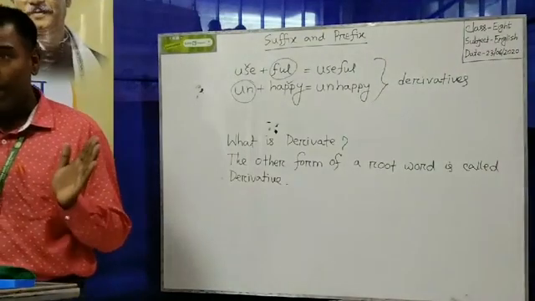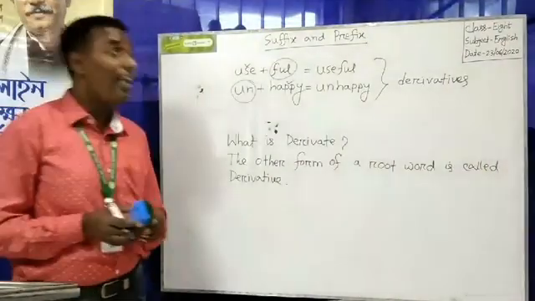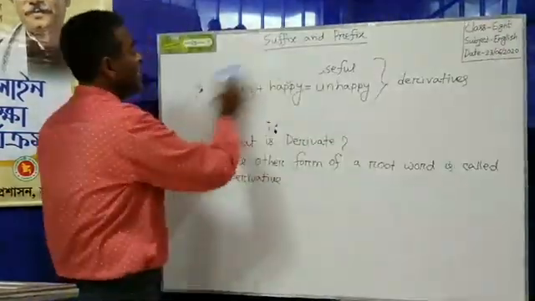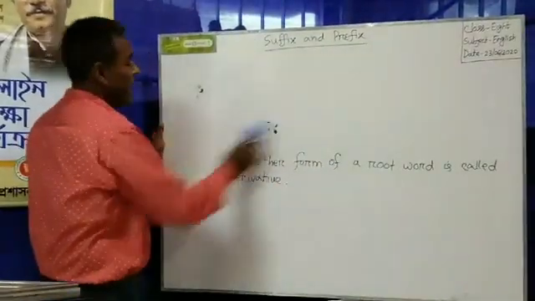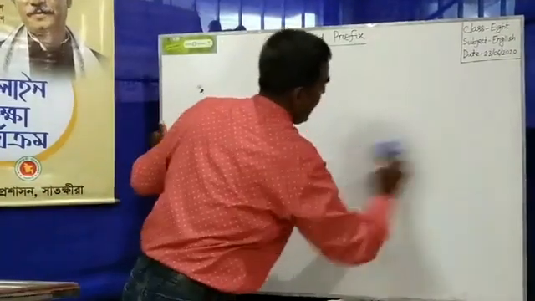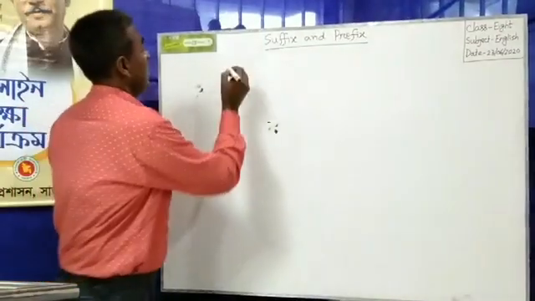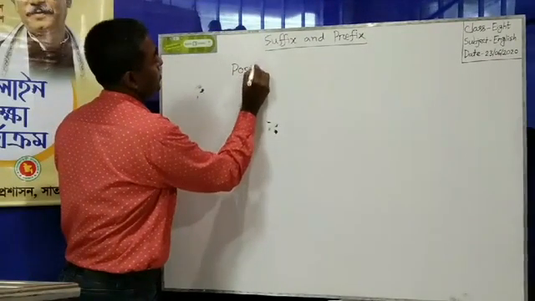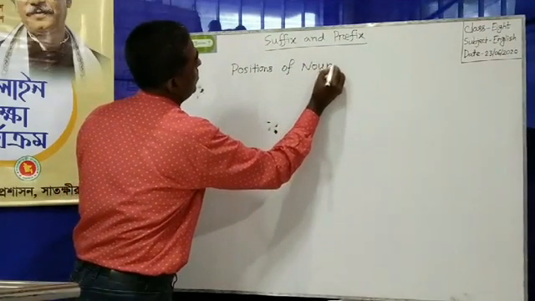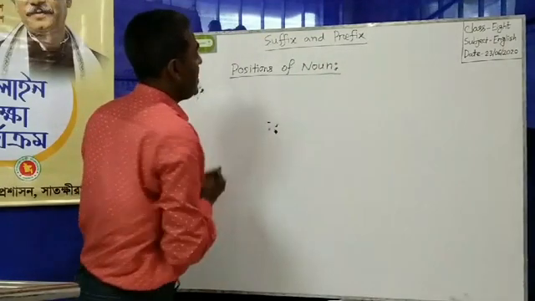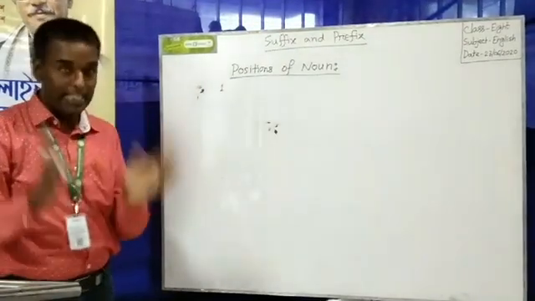Hope you have understood. Now we are going to learn the positions of different 4 parts of speech step by step. At first, we are going to see the positions of noun. Dear learners, at first I am going to write down some sentences. After that we will discuss it.